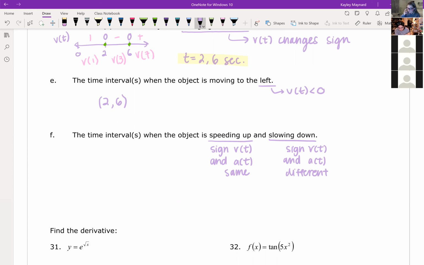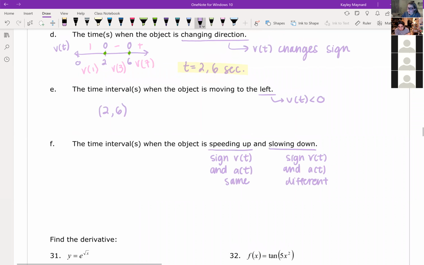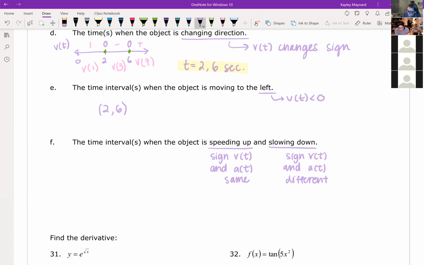Okay, so I'm going to just copy my sign line down from part D. So for v of t, I have this. Should be a plus sign, I think. Okay. Positive, negative, positive. Okay, and then let's do one for a of t as well. So I'll do this one in a different color.